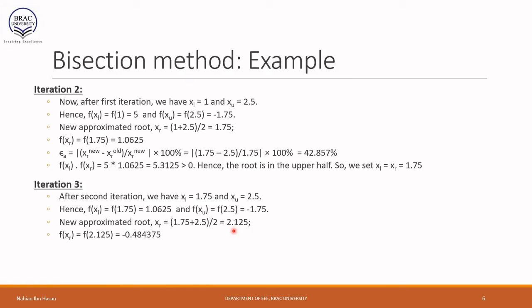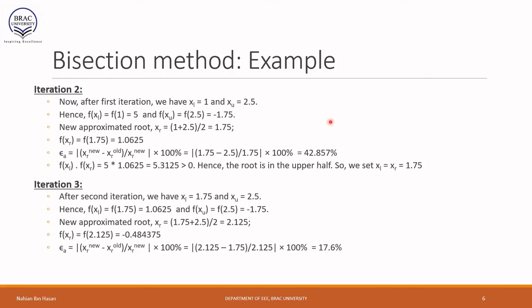So to calculate the approximate error, we need to find epsilon a, which is xr new minus xr old divided by xr new. Xr new is our current approximation of the root, which is 2.125, and xr old is our previous approximation of the root in the last iteration. In the last iteration, that means iteration 2, this root was 1.75. So if we insert these two values in this formula, we will get an error of 17.6%.